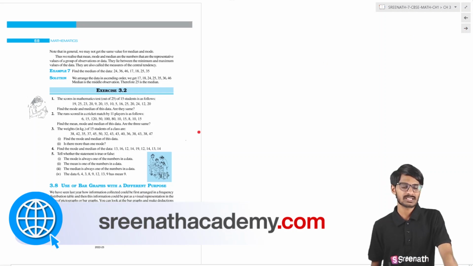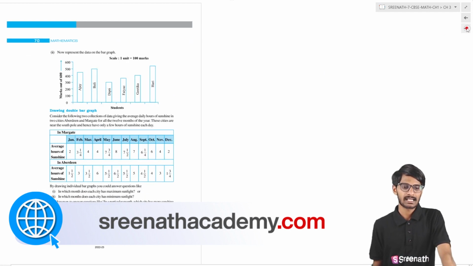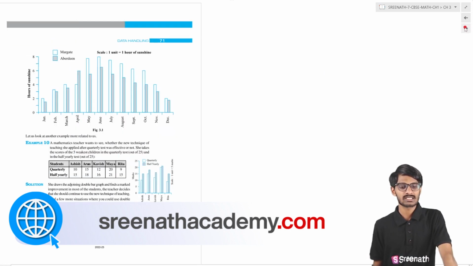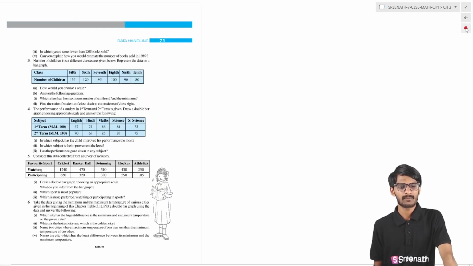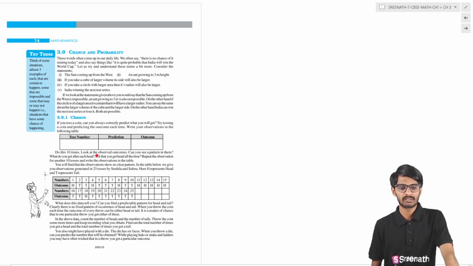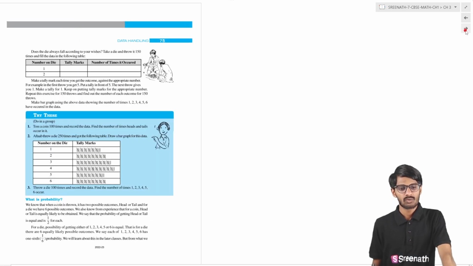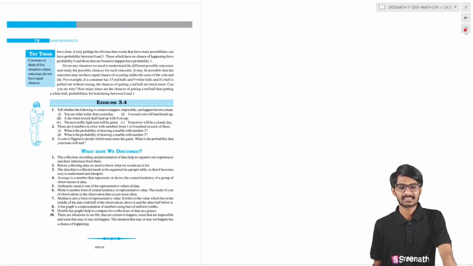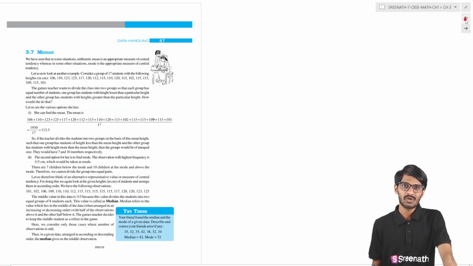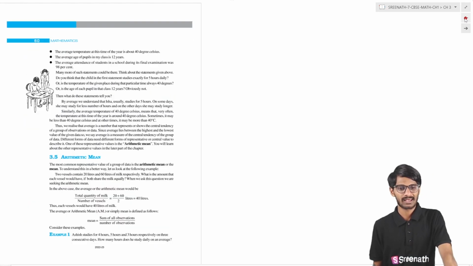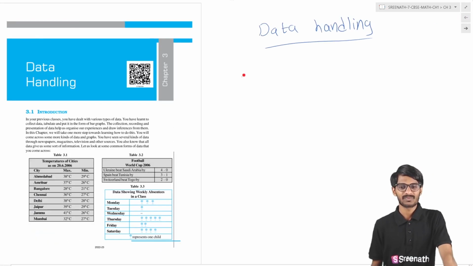After that, we are going to discuss bar graphs, use of bar graphs for different purposes, and choosing a scale, how to choose a scale, students. And after that, we are going to discuss double bar graph also. After that, we are going to discuss chance and probability, what is meant by chance and what is called probability. That's it, students. Our chapter will be completed here. So this is the whole chapter we are going to study now, students. So finally we have completed our overview.